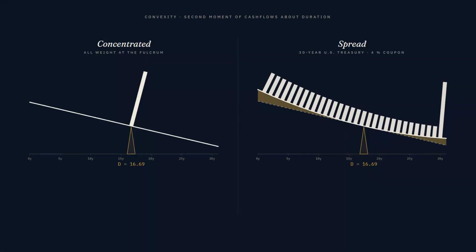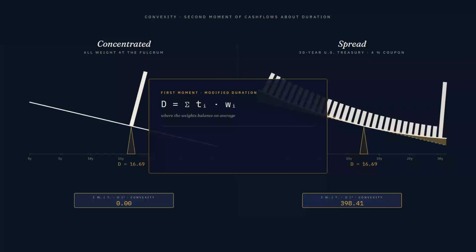What we just discovered has a name in physics. It's called the moment of inertia, and what it measures is exactly this: how spread out a system's mass is around its balance point. Spread the mass farther out, and the system has more rotational inertia about its center. In bond mathematics, the same idea has a different name. We call it convexity.